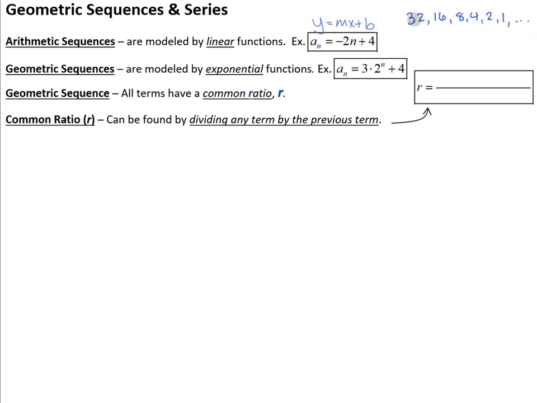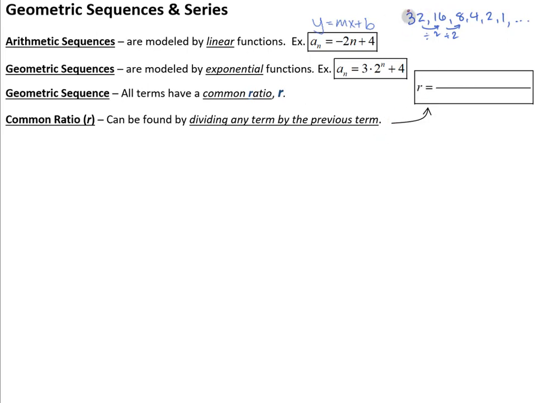Here it appears our pattern is that we are dividing by 2 each time, right? Divide by 2, divide by 2. My number's getting cut in half. Now, r, though, is always in terms of multiplication. What are they multiplying by to get to the next term? That could even be a fraction. But here, we can calculate this common ratio by dividing any term by the previous term.